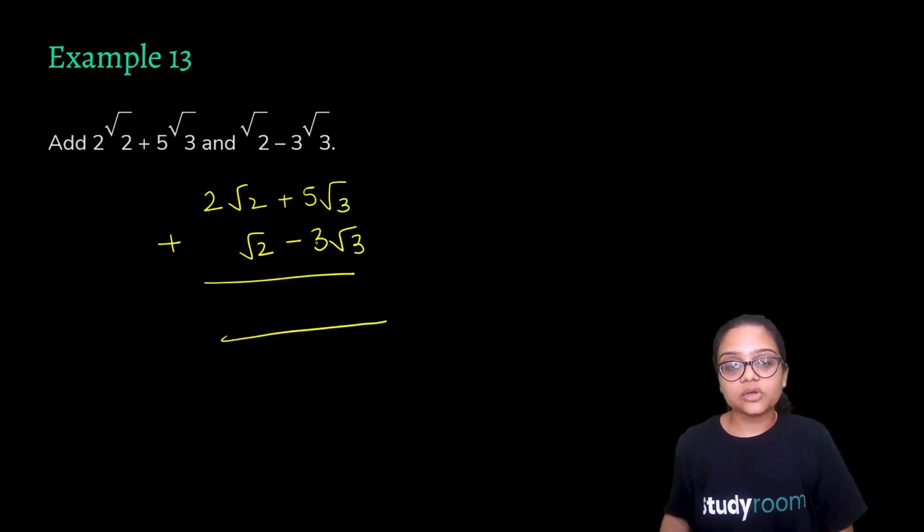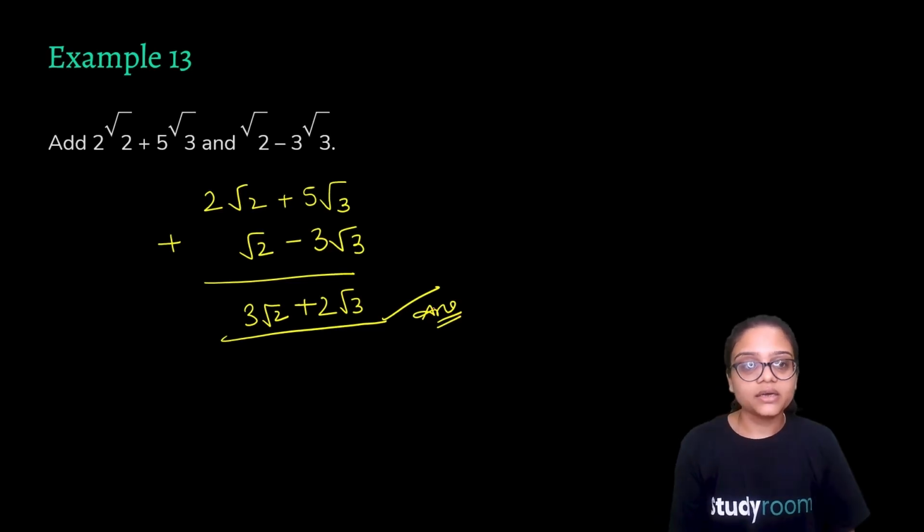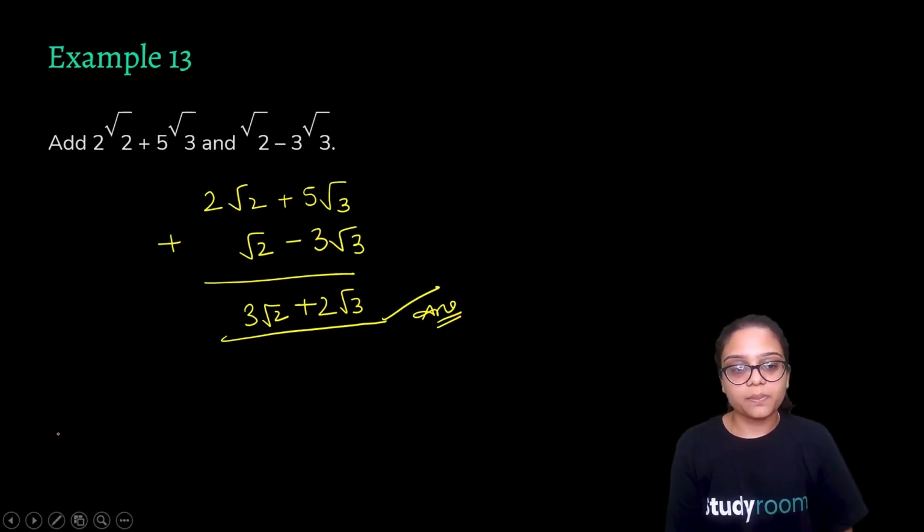Now simply solve the rational part: plus 5 minus 3 plus 2. Okay, 2 plus 1, 3. So this is your answer. What I did, I'll say it again: just match the irrational part and operate on the rational part.